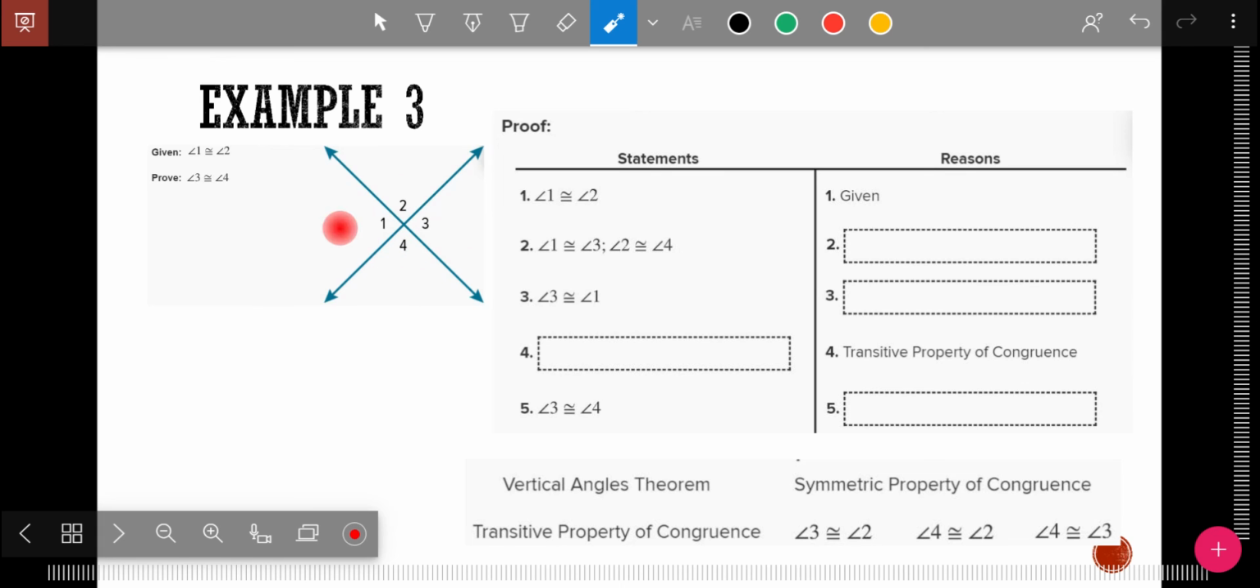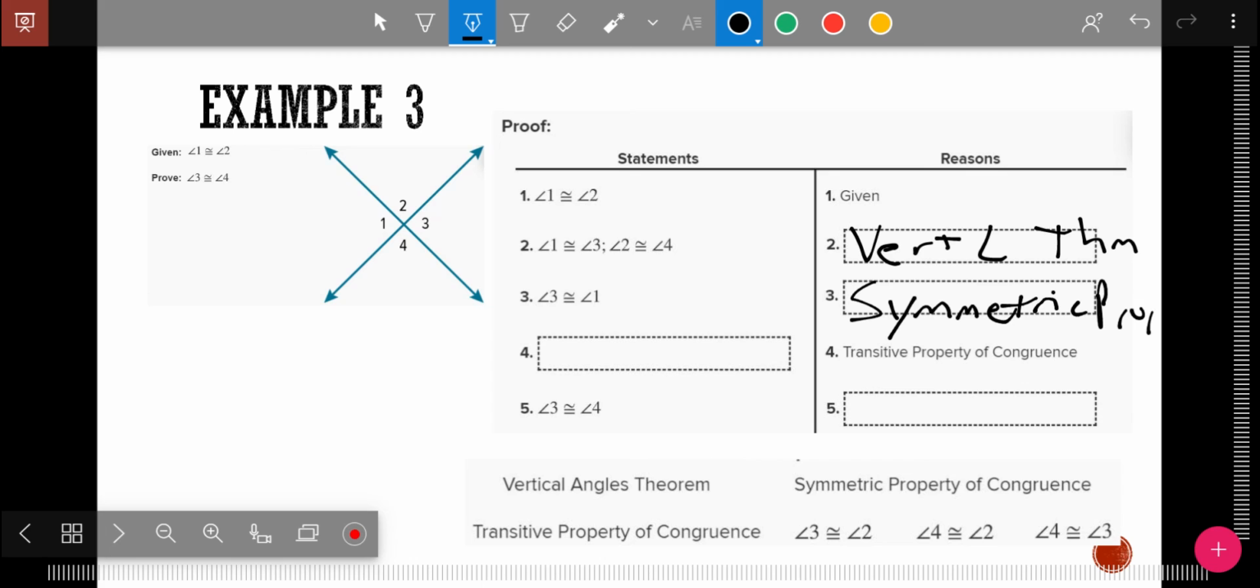vertical angles. And so I know 1 is congruent to 3 and 2 is congruent to 4. And these are our choices down here because of the vertical angle theorem. And then all they did is take this angle 1 is congruent to angle 3 and flip it around. Again, I don't think that's super important, but the book is going to use that. And so that is symmetric property. So I use this one.